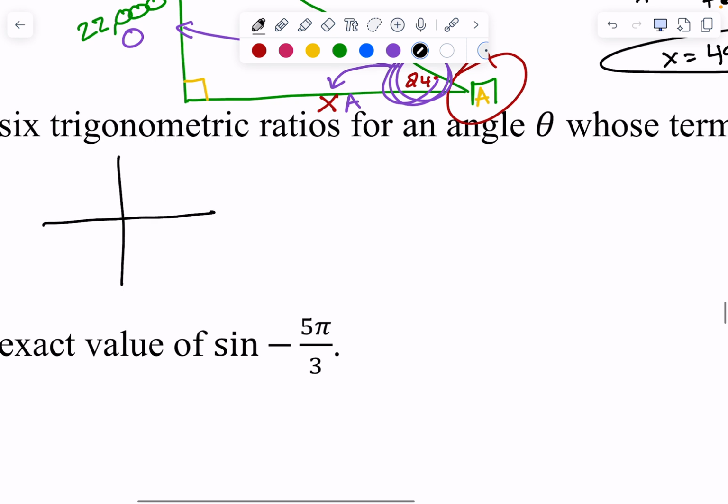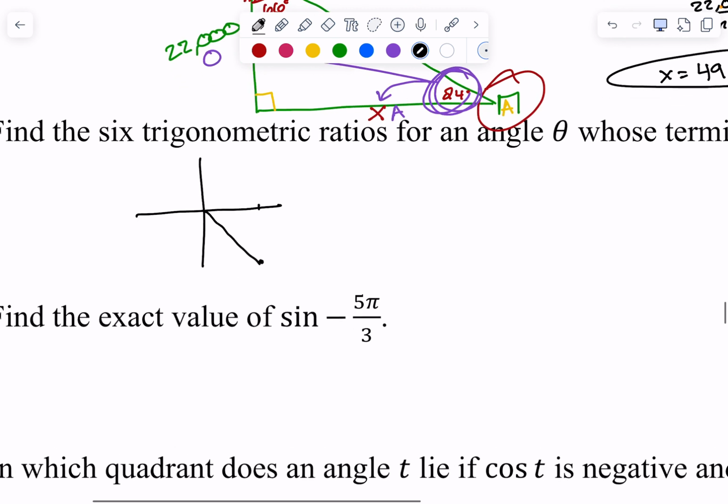I'm going to draw him. 1, 2, 3, 4, 5, 6. Actually, (6, -8) is this point, right here. Okay? So when it says the terminal side lives there, this is the point (6, -8). Okay, what shall we do with that now?